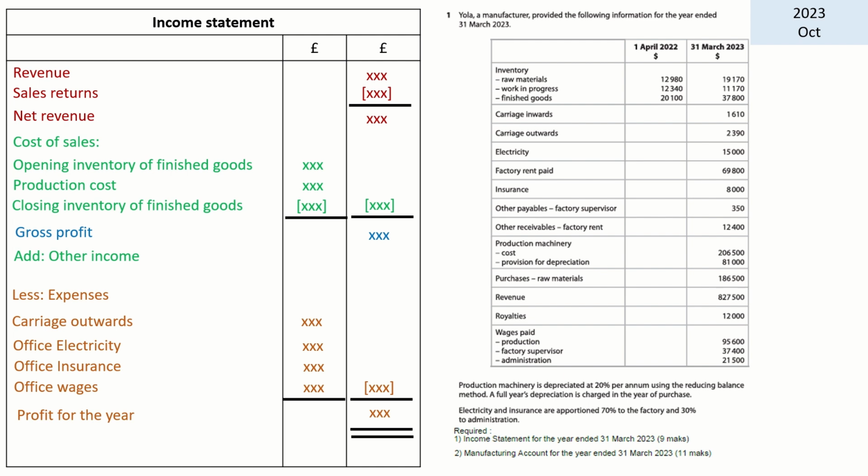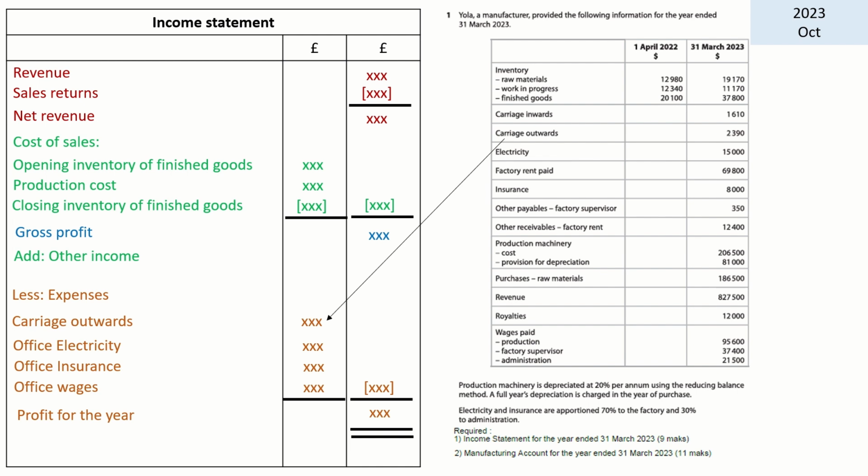Now let's relate this to the question. As you can see here, revenue is 827,500. There isn't any sales returns. Opening inventory of finished goods 20,100. Closing inventory of finished goods 37,800. Production cost you transferred from the manufacturing account closing balance.